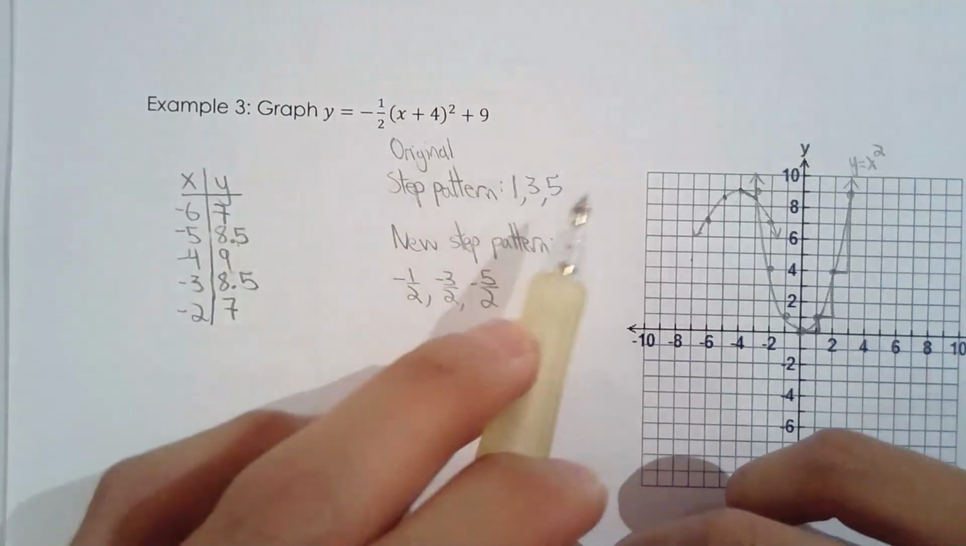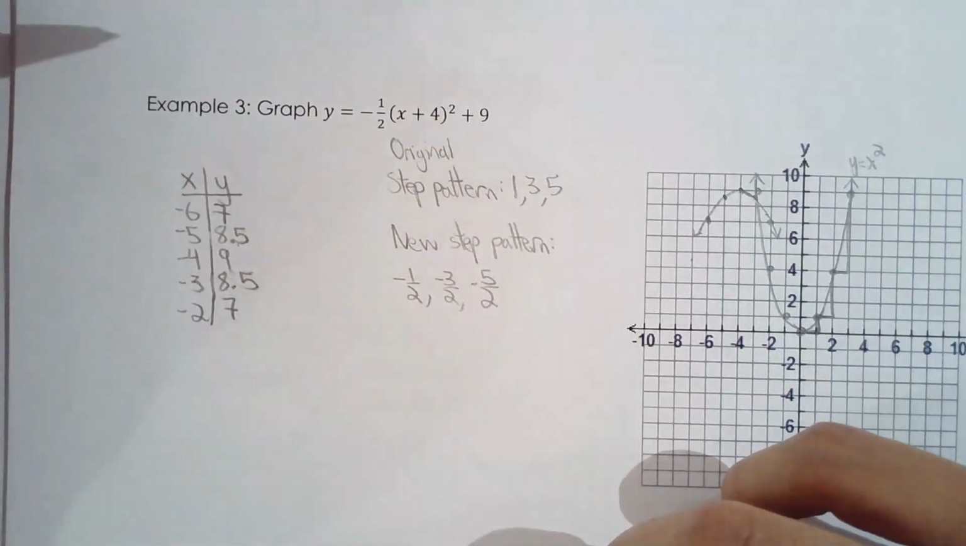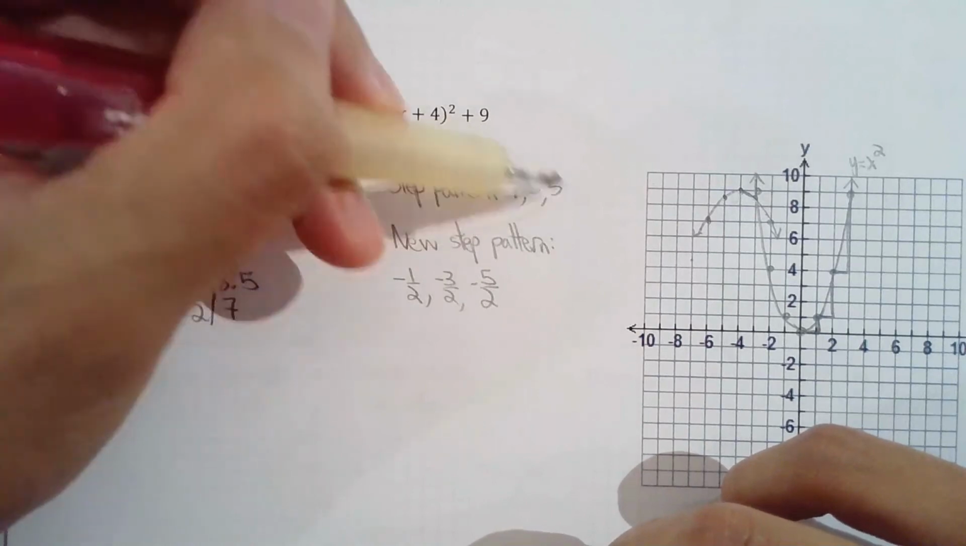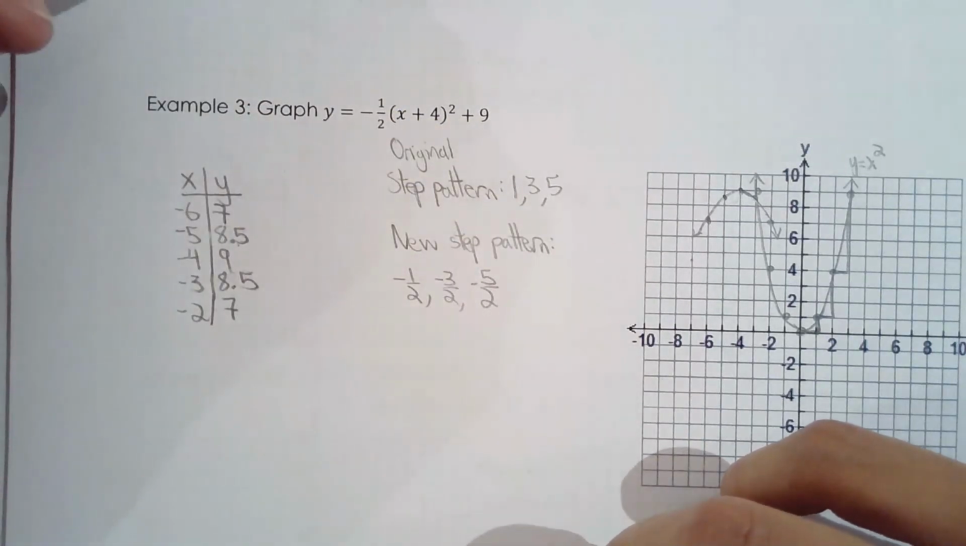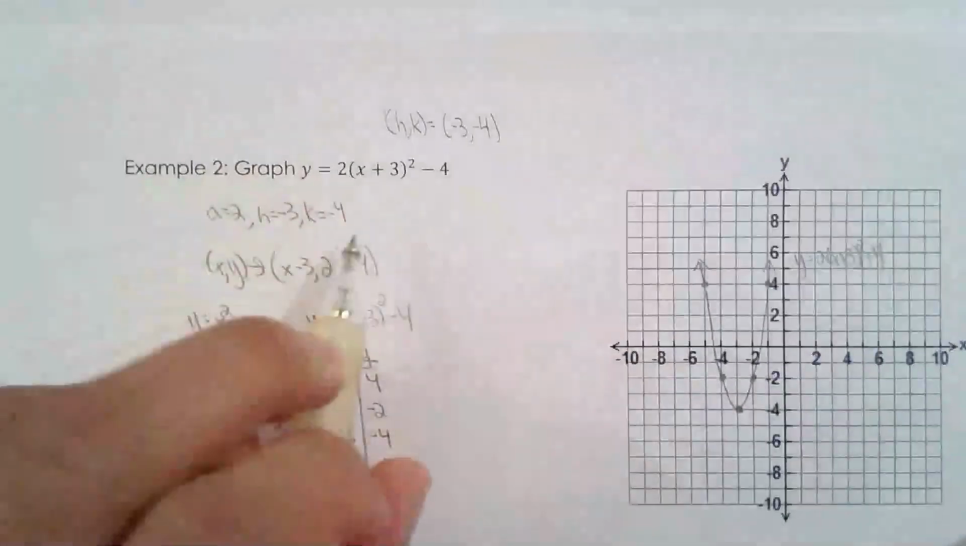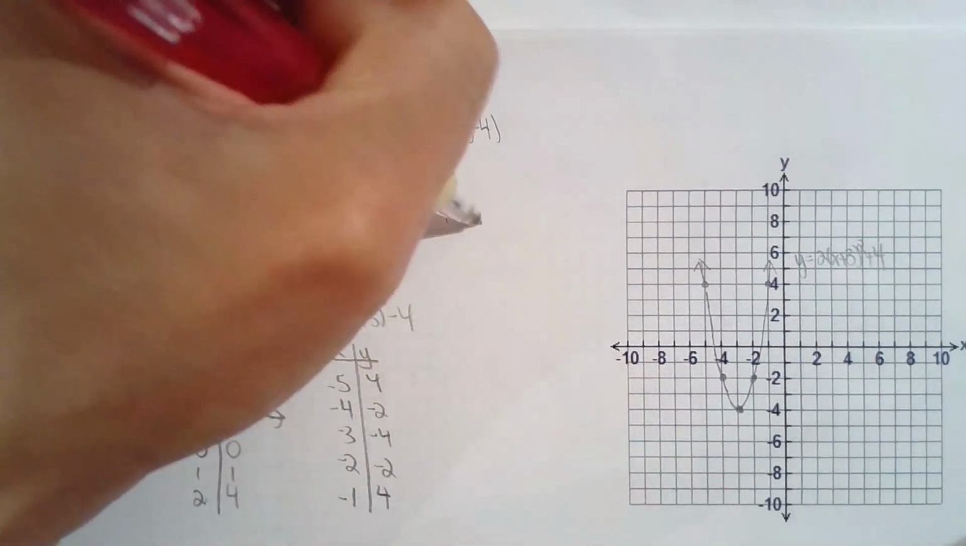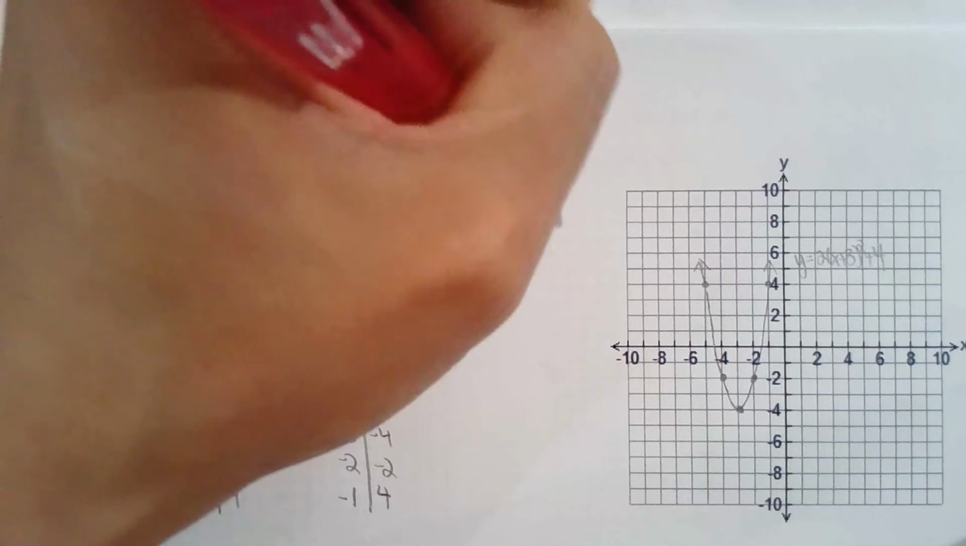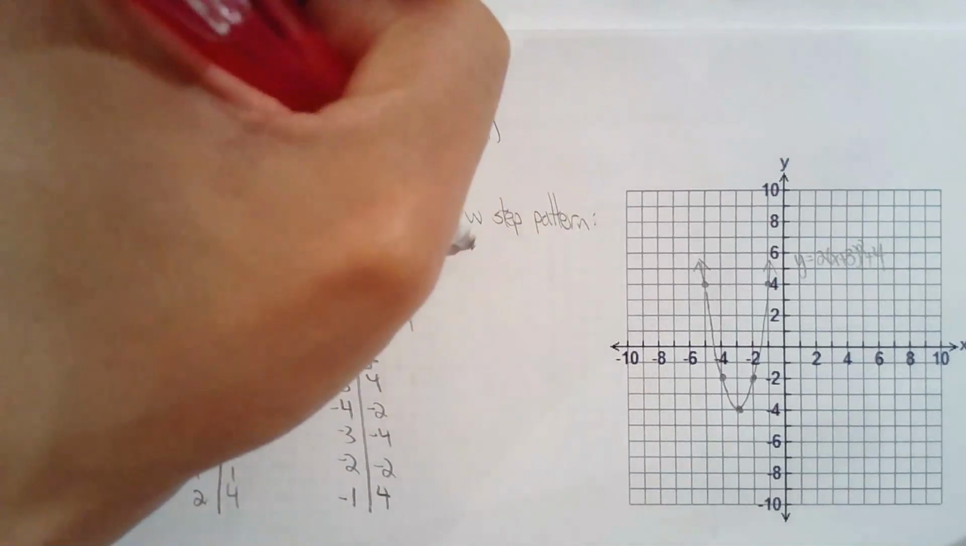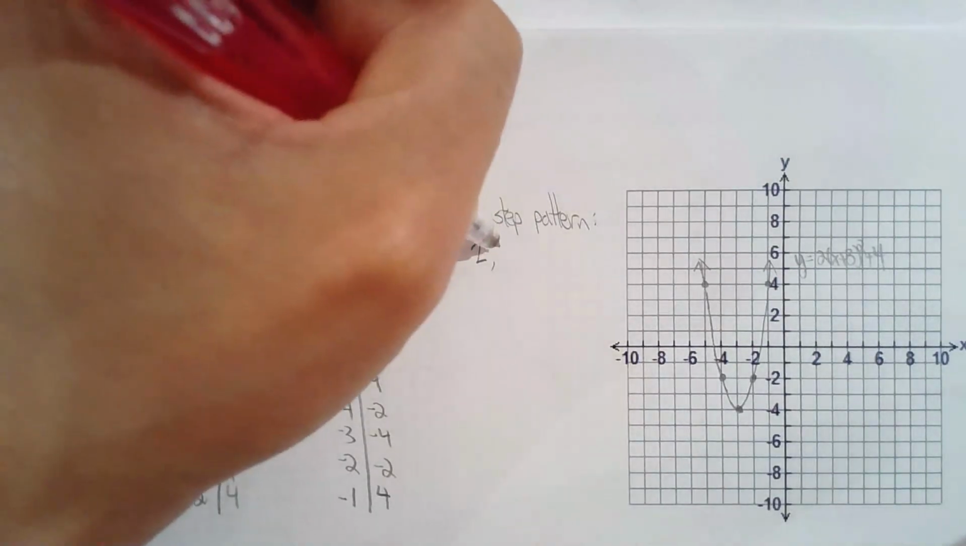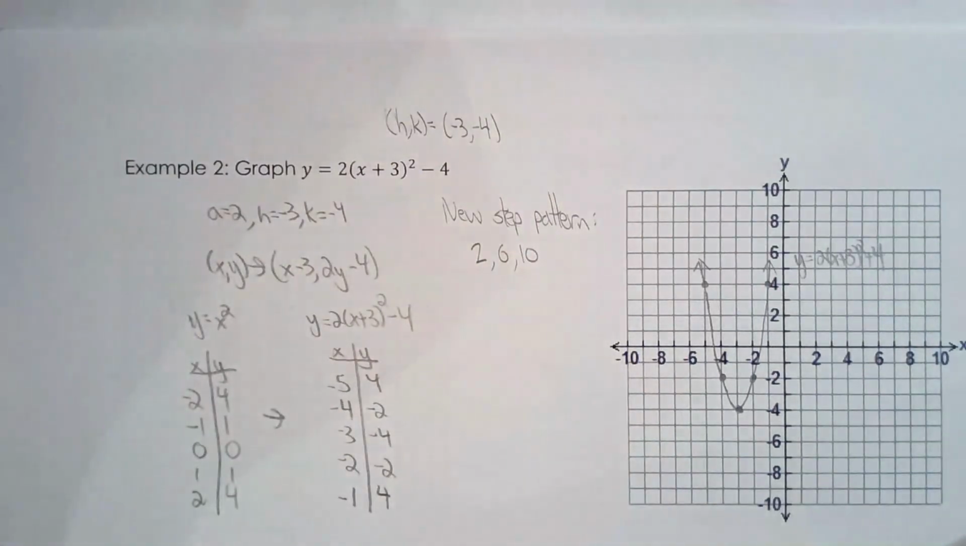So the original step pattern is because you're always transforming y equals x squared, so that's where that original step pattern comes from. And your new step pattern is dictated by what your vertical stretch or compression factor is, and if there's a reflection across the x-axis. So just for good measure, I'm going to write the step pattern here. The new step pattern, if the original step pattern is 1, 3, 5, then the new step pattern will be 2, 6, 10. Right? The steps are twice as large because we vertically stretch by a factor of 2. Okay, so that's really it when it comes to graphing from vertex form.